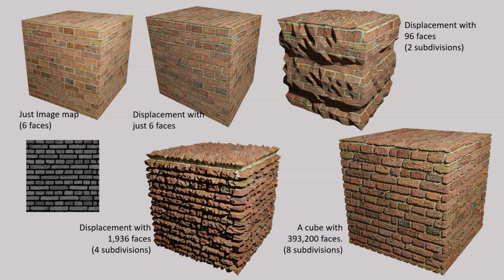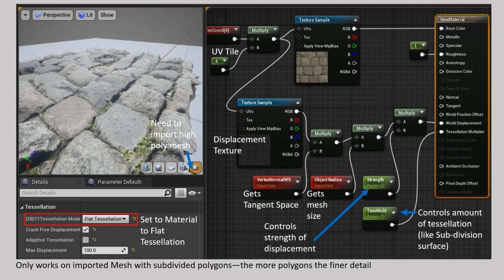With 2 subdivisions, it'll start to work, but the result will look like dented metal. At 4 subdivisions, the bricks will start to appear, but they're still going to look pretty jagged. And for the bricks to look good, you need a lot more vertices. So unless you have a powerful computer, you want to avoid a lot of displacement, even though it does look fantastic. To use displacement in Unreal, there are several steps that are outlined on this slide.